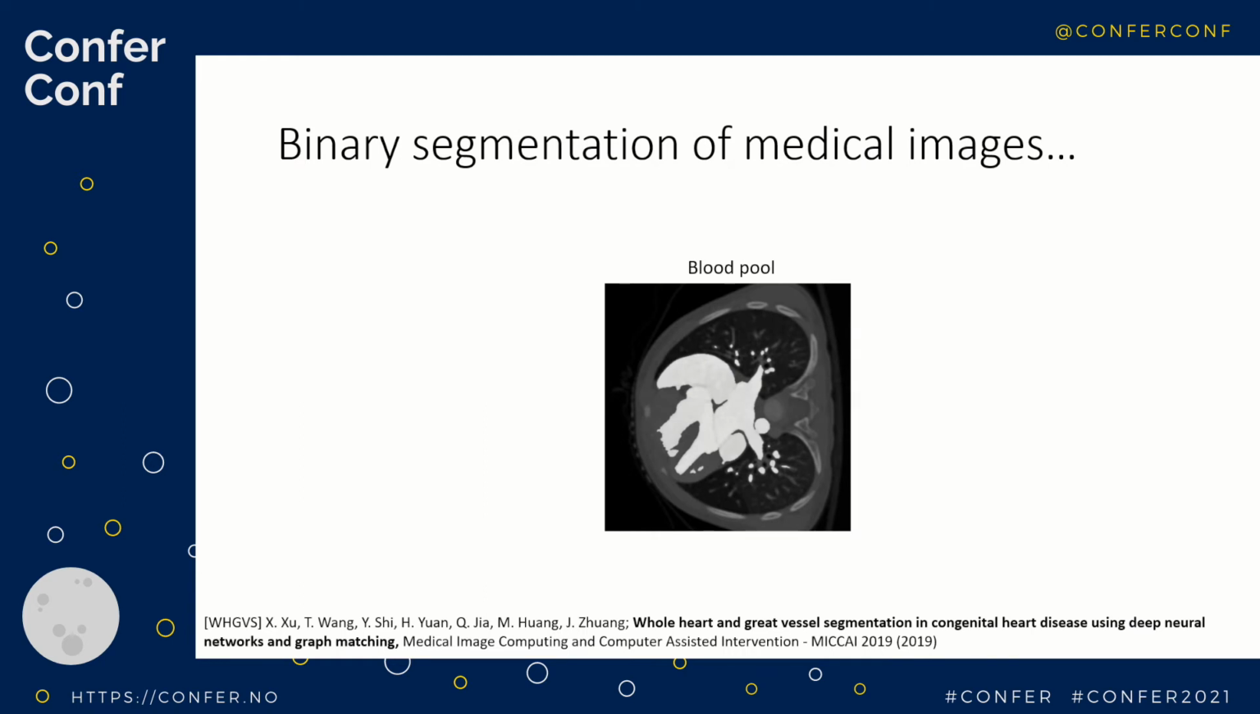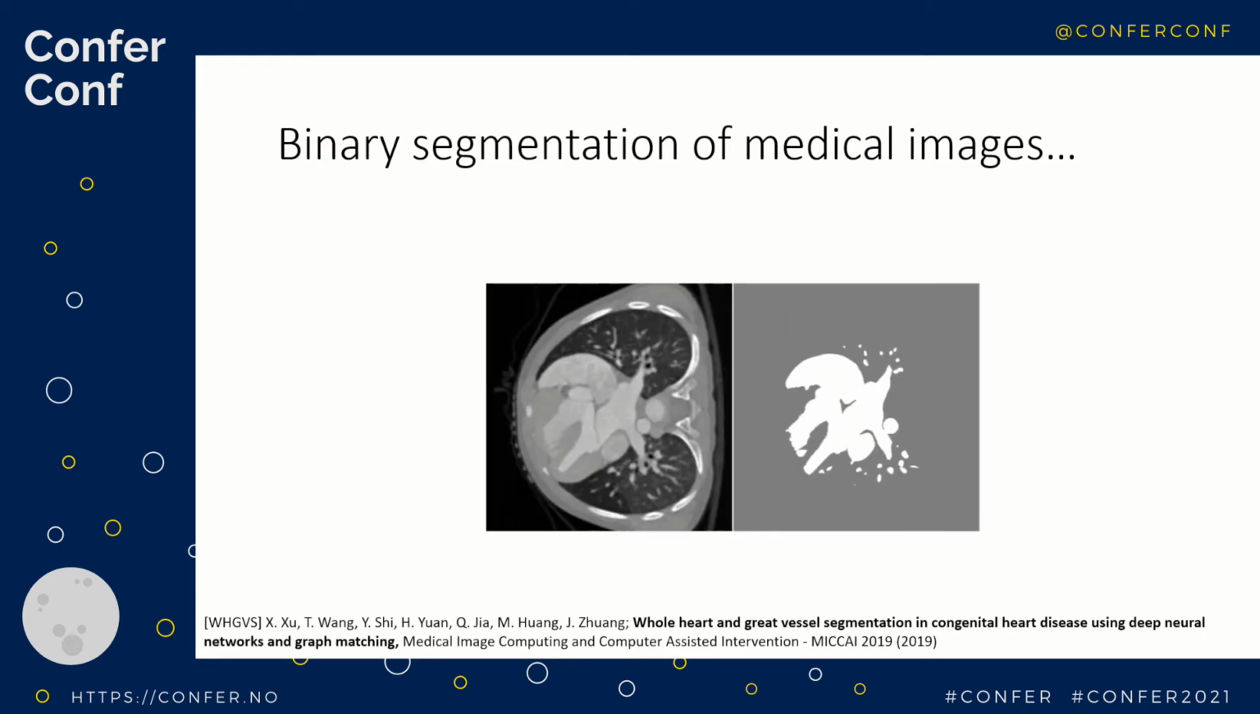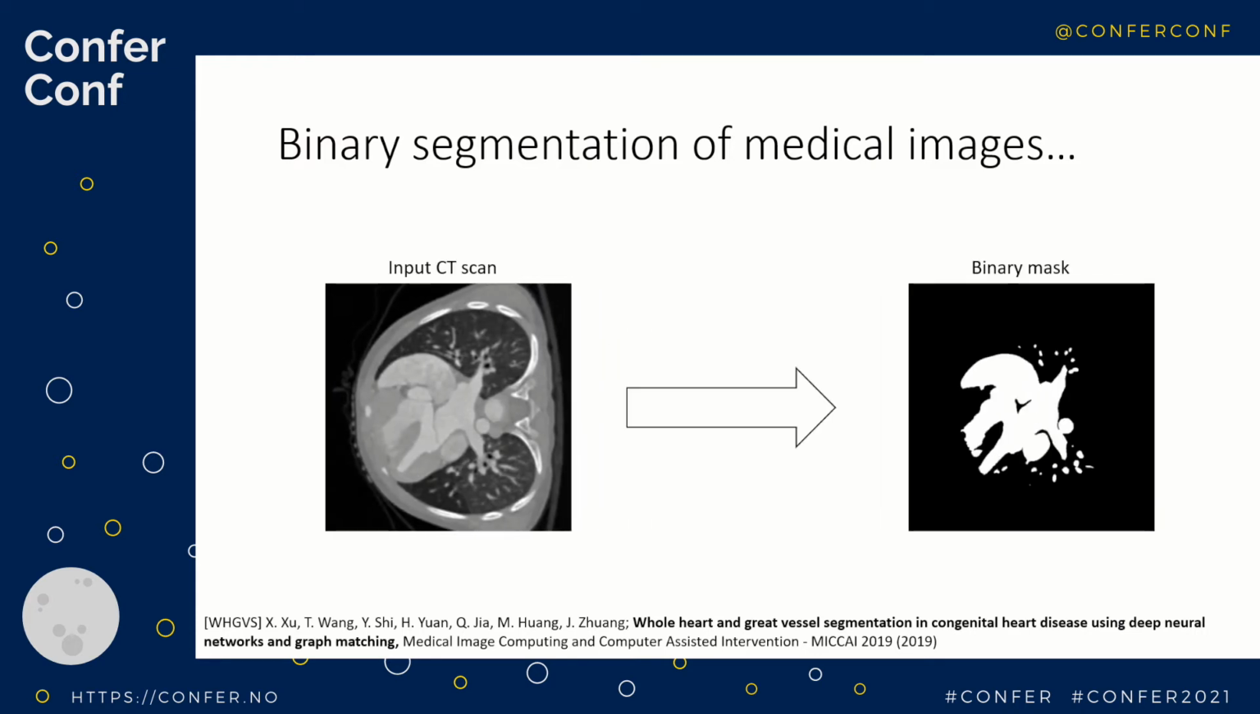Back to the reconstruction problem. We divide it in two parts. First, binary segmentation of each slice, and second, piecing these together in a 3D model. In binary segmentation, we have a single class of interest. In the image, this is the blood pool. And we need to figure out which part of the image are inside or outside this class, resulting in a mask.